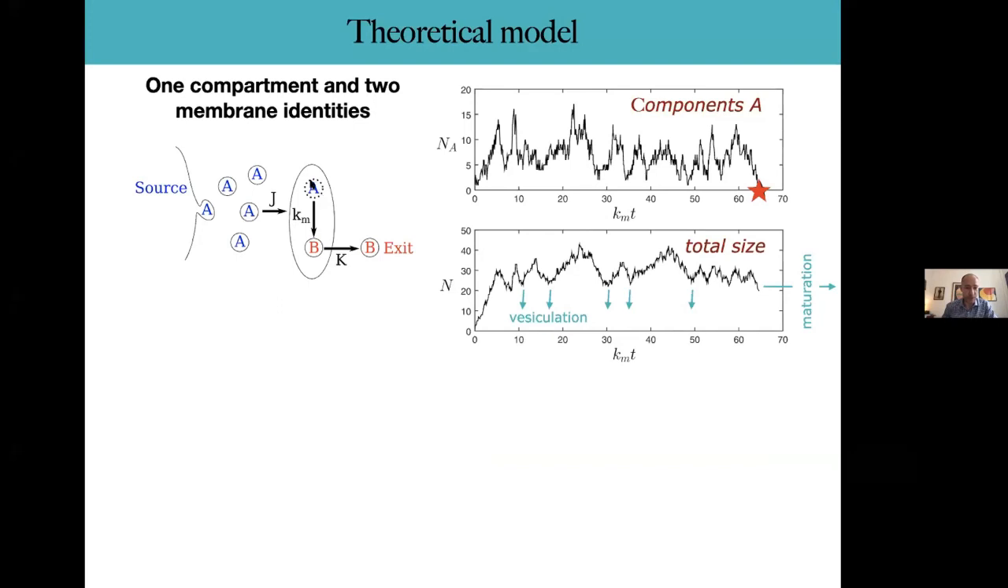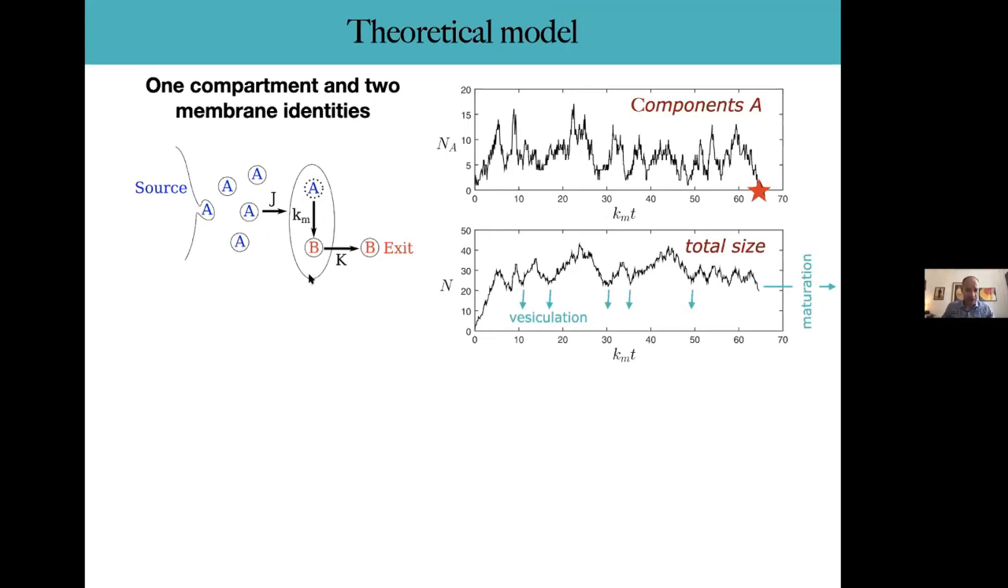But when those blue components are in the compartments, they are irreversibly turned into red components. Let's say there's an enzyme in this compartment that can turn this blue into red, and then the red exits by budding. And so I have a process which is influx and fusion, maturation and budding. And in this case, it's an open system. So vesicles enter and leave the system, right?